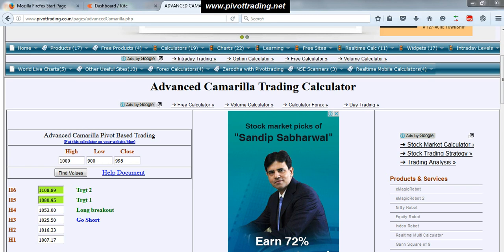But now the most important thing is what kind of technique we should apply to get the maximum benefit out of the Camarilla equation. See, as I mentioned before, Camarilla is nothing new. It's been used since ages. The only important thing is what technique, or what trick, you use for using the Camarilla equations.